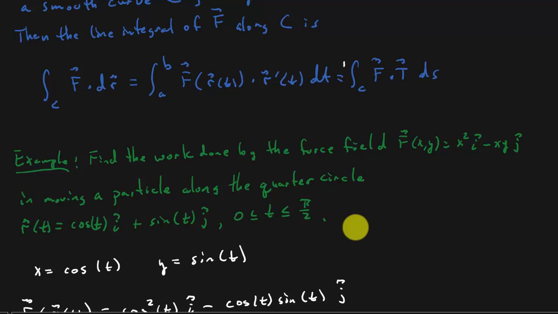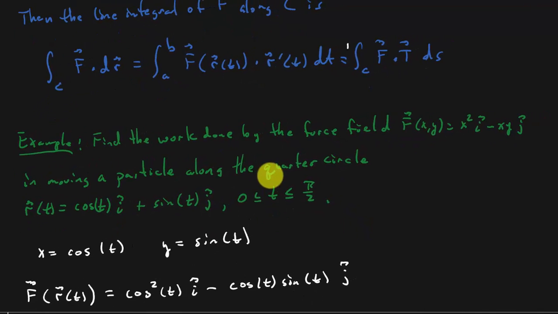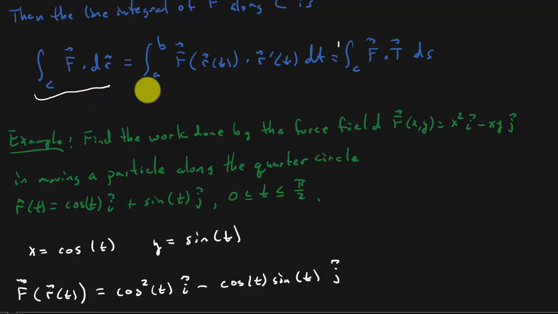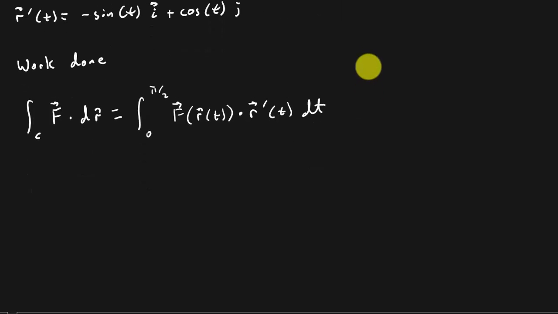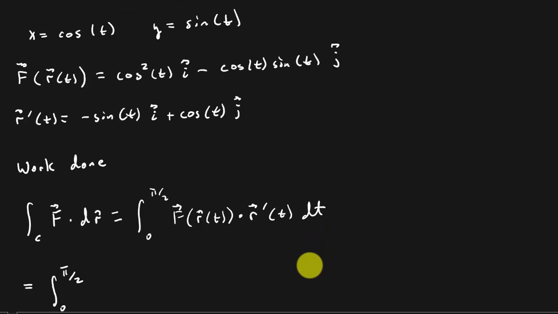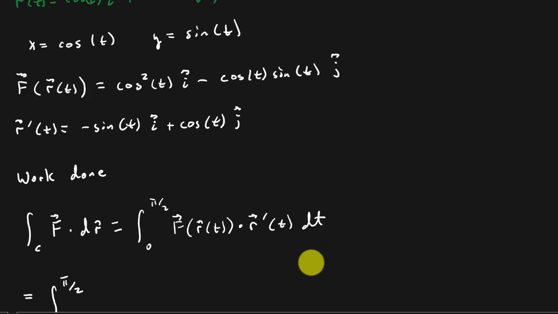Okay, see, this formula here shows this is equal to this. All right, so what do we get here? Well, this is going to be 0 to pi over 2. Now, look, if you do the dot product of this and this, what is the dot product of that? Remember, it's this times this, right?